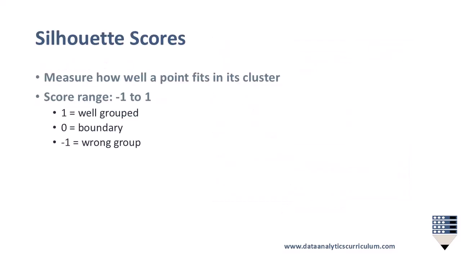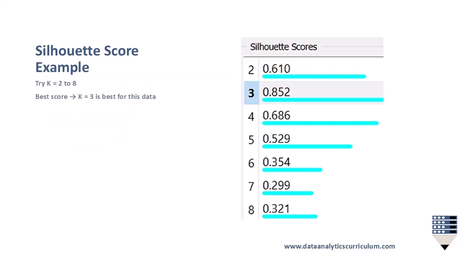Silhouette scores. Another method is the silhouette score, which measures how well each point fits within its assigned cluster. The score ranges from -1 to +1. A value near 1 means the point fits well in its cluster. A value near 0 means it's on a boundary. And a negative score means it may be in the wrong cluster. By testing different values of k, we can choose the number that produces the highest average silhouette score.